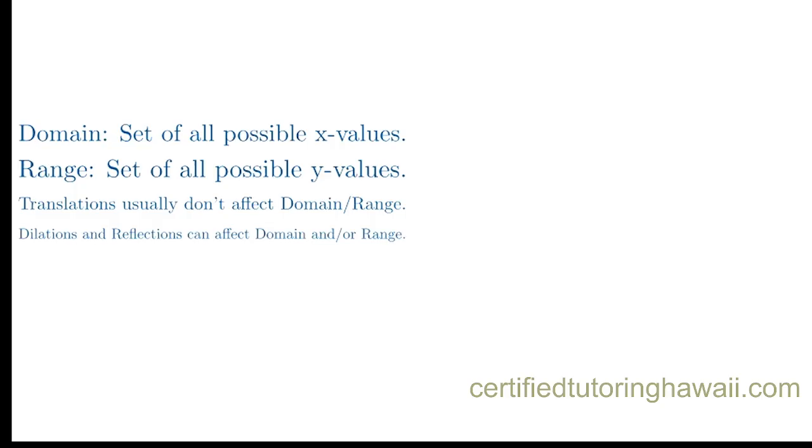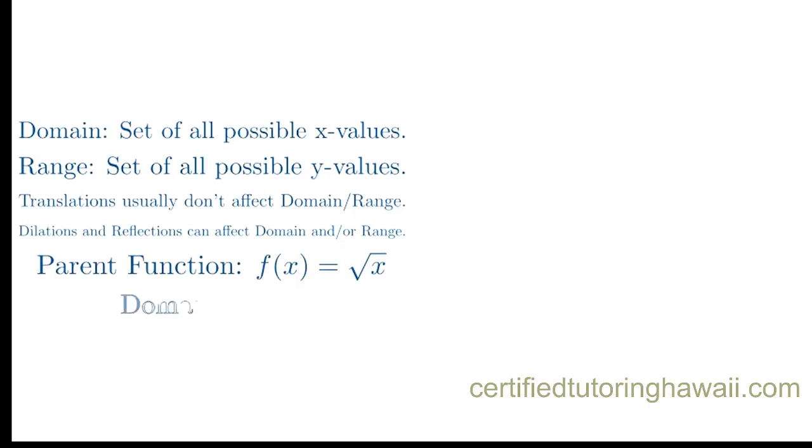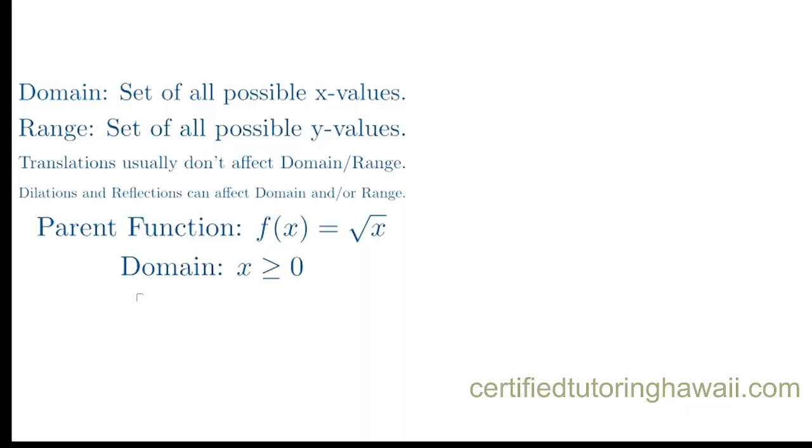Let's look at a square root function again, as it's a great example. Our parent function is f of x equals the square root of x. Since we can't take the square root of a negative number, the domain is x greater than or equal to 0. Since the square root of a positive number is always positive, the range is y greater than or equal to 0.